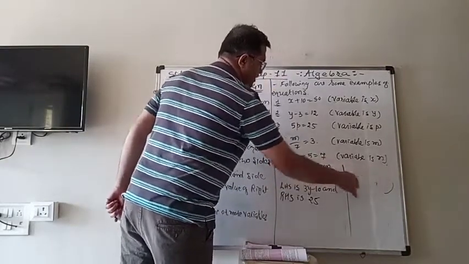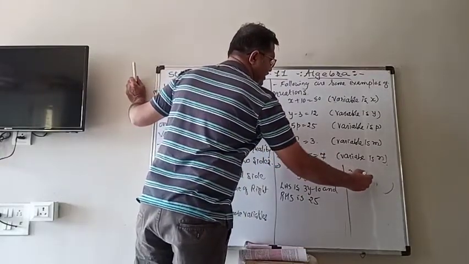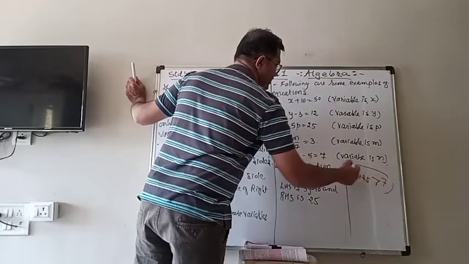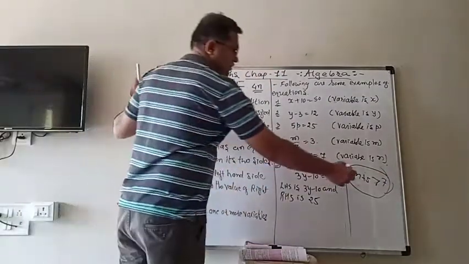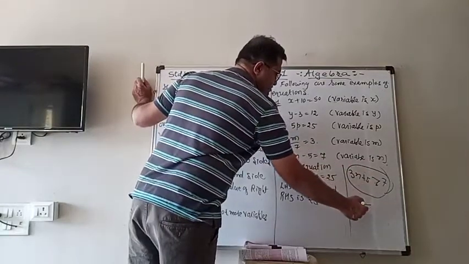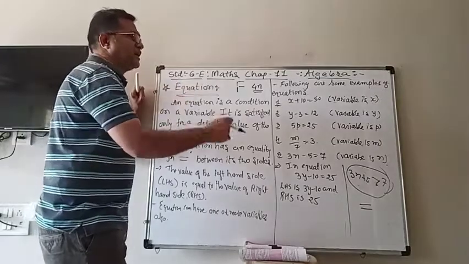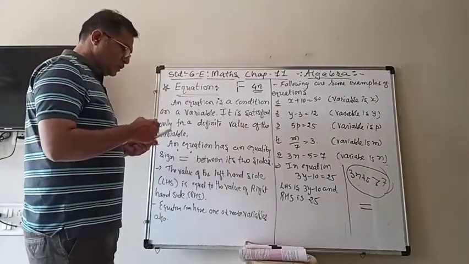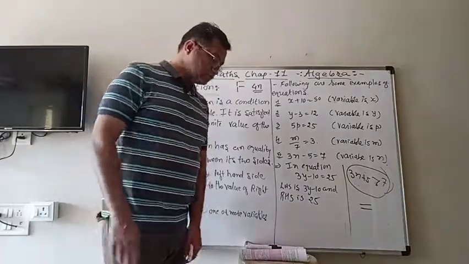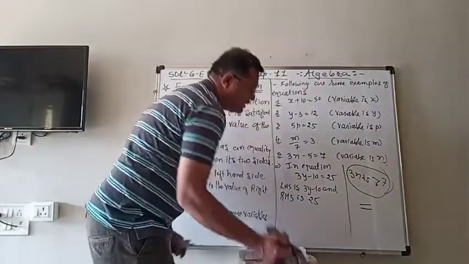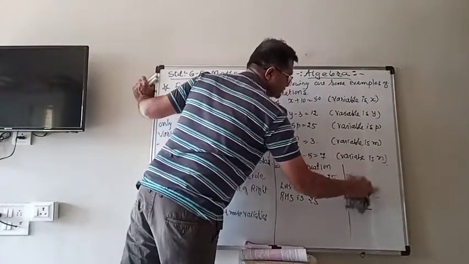So if it is written like 3n plus 5 is greater than 7, it is not an equation, because this is not an equality sign. The equality sign is this one. There must be an equality sign, and then it is known as an equation. So an equation must have an equality sign between its two sides.